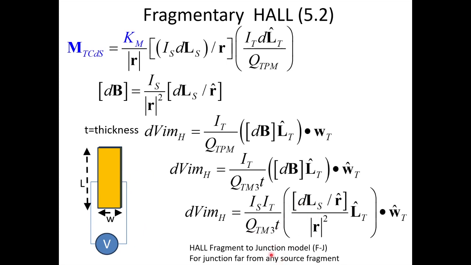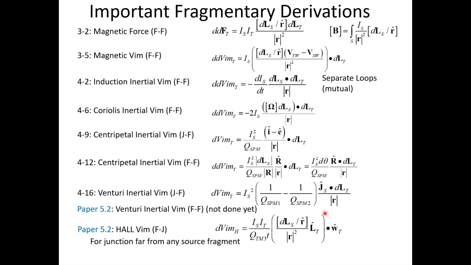Now, this derivation assumes that any source component or source fragment of wire is significantly far away from the Hall junction. Okay, so be careful. It's got limitations on use here. So now we add the Venturi and the Hall effect to our thing. And you see it's getting pretty busy. Oh, we're also adding the new magnetic field expression. That will also be in the version 5.2 paper.